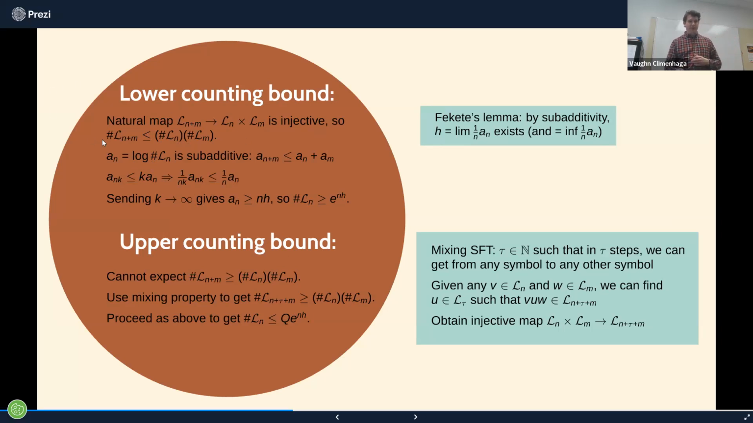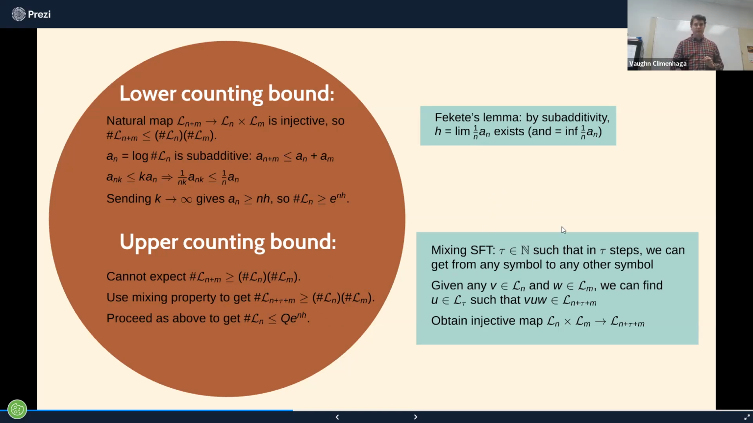That is, instead of saying that the number of long words is less than or equal to products of the number of short words, I would need to go the other way. I would need to say that given words of length n and words of length m, I can always put them together to make words of length n plus m. If you're in the full shift, you can do that. But if you're in the full shift, you kind of know it's very easy to simply write down what everything is. In general, this is just far too small. And what you can do instead for a mixing subshift of finite type is get this almost supermultiplicativity estimate.